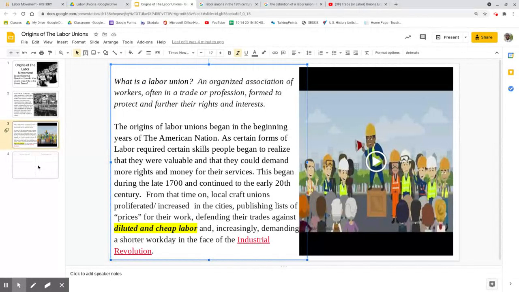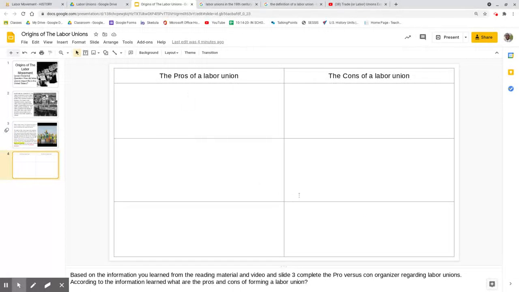After you look at this video, you are going to complete this organizer here. Based on the information that you learn from the reading material and video on slide 3, you're going to complete the pro versus con organizer regarding labor unions. According to the information you learn, what are the pros and cons of forming a labor union? So you're going to complete that, and we're going to have a class discussion.